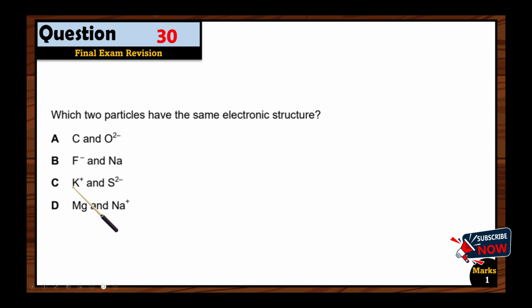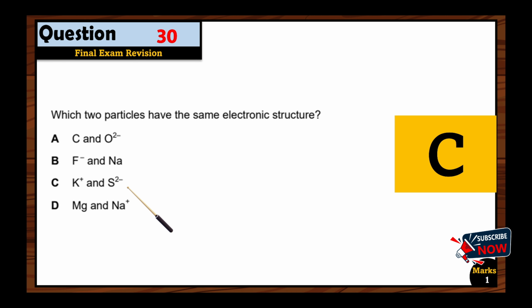Now let's come to potassium. Potassium has a total of 19 electrons, so if it loses one electron, it will become 18. Now sulfur. How many electrons does sulfur have? 16. When sulfur gains two more electrons, it will become 18. So same as potassium, which is also 18. Sulfur also has 18 electrons now, these ions. So option C is correct.